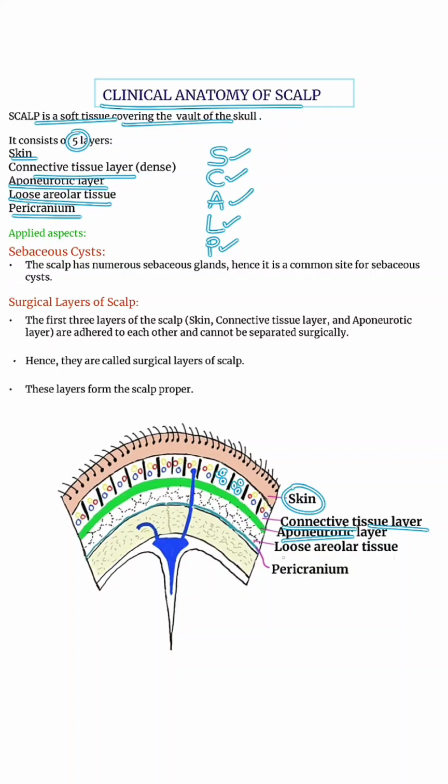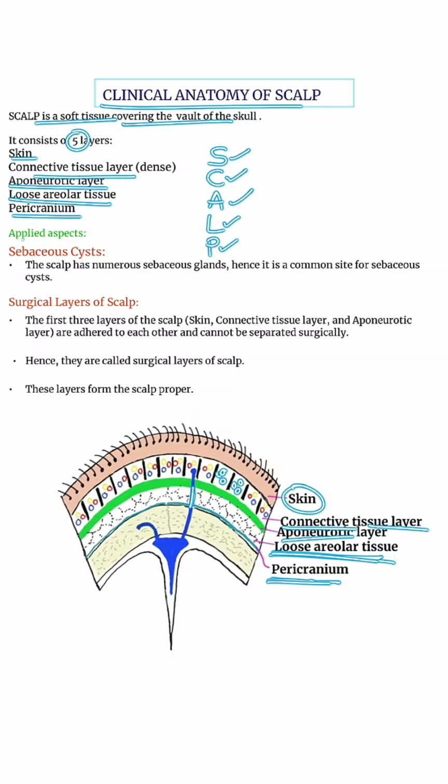The fourth layer is loose areolar tissue. Emissary veins pass through this layer. Next is pericranium. Pericranium is the periosteum of the skull.